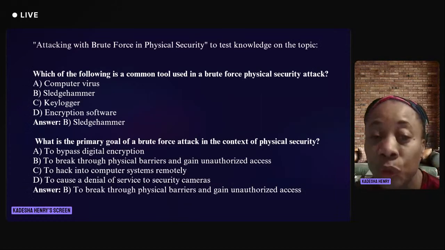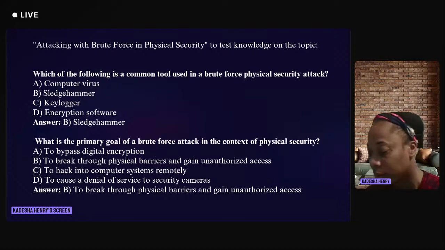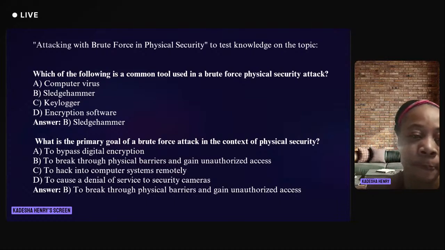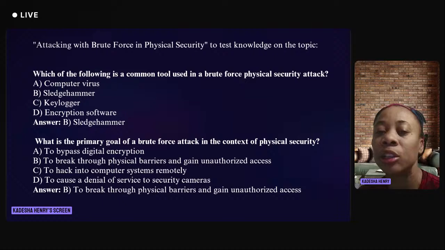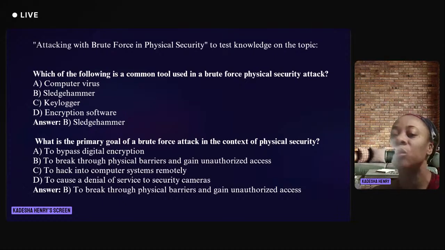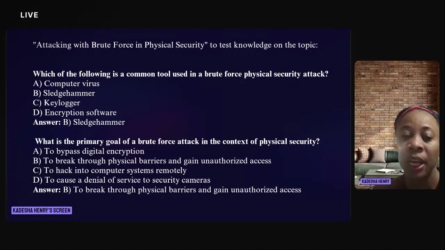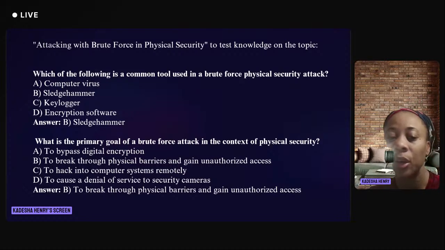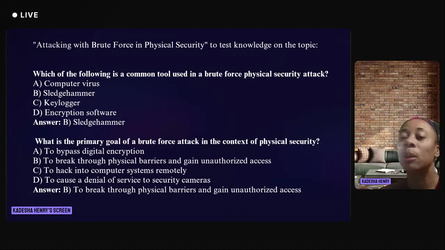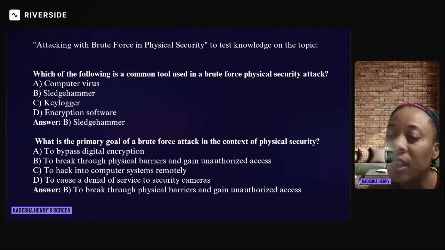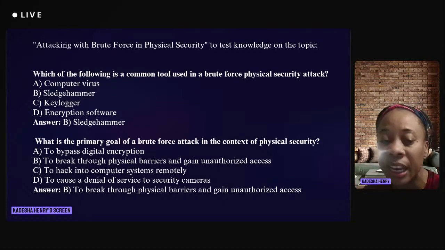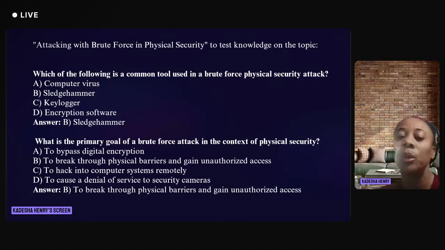So let's look at some brute force attack multiple choice questions. Which of the following is a common tool used in a brute force physical security attack? Computer virus, sledgehammer, key loggers, encryption software. And we say we'll use a sledgehammer. Why a sledgehammer? Because it is used to beat down the lock. It's used to beat on the door or any area that they can to force it open. All right, so that's why we'll say that would be a sledgehammer.